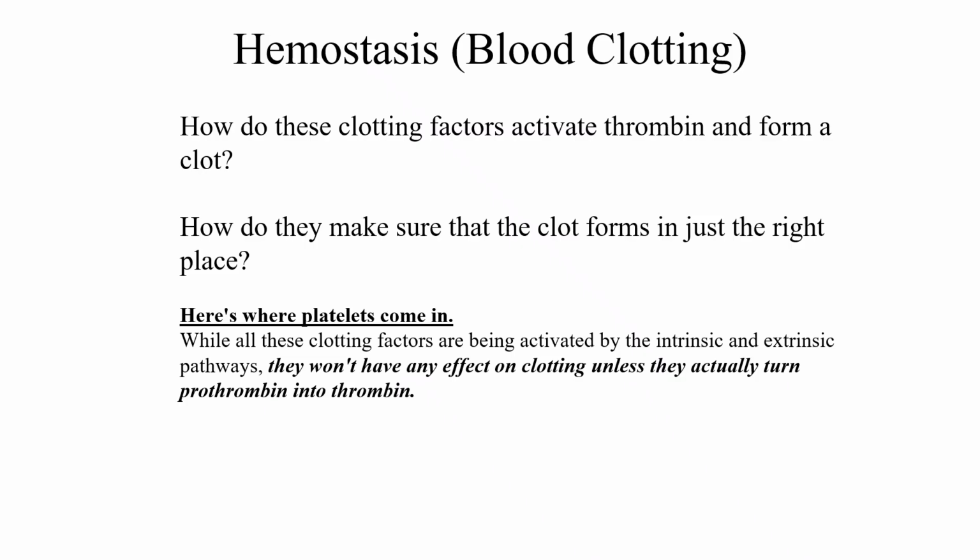Now, activated factor X is going to convert prothrombin into thrombin, and then thrombin is going to convert fibrinogen into fibrin, and fibrin strands weave through the platelet plug to form a stable solid clot that stops bleeding.